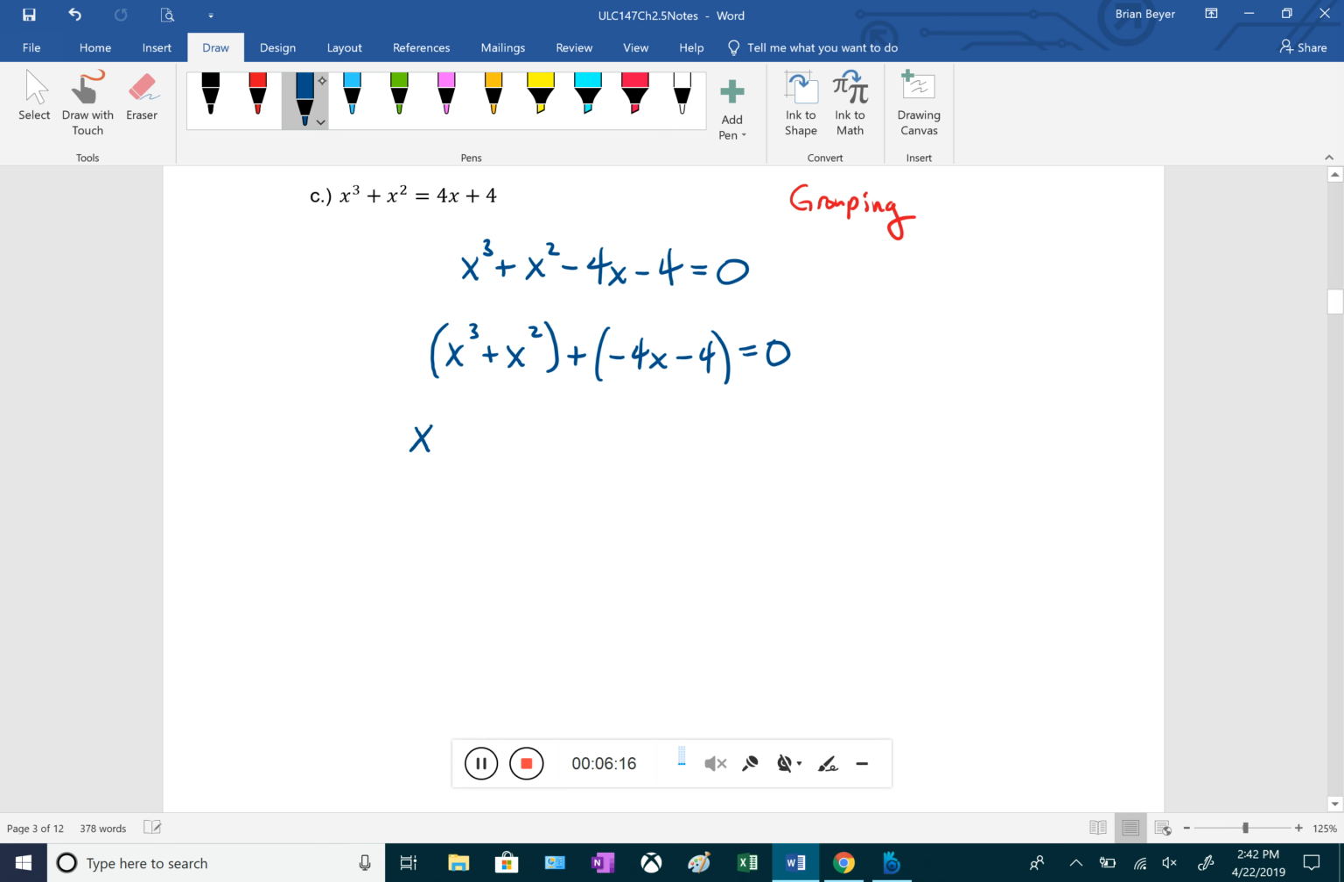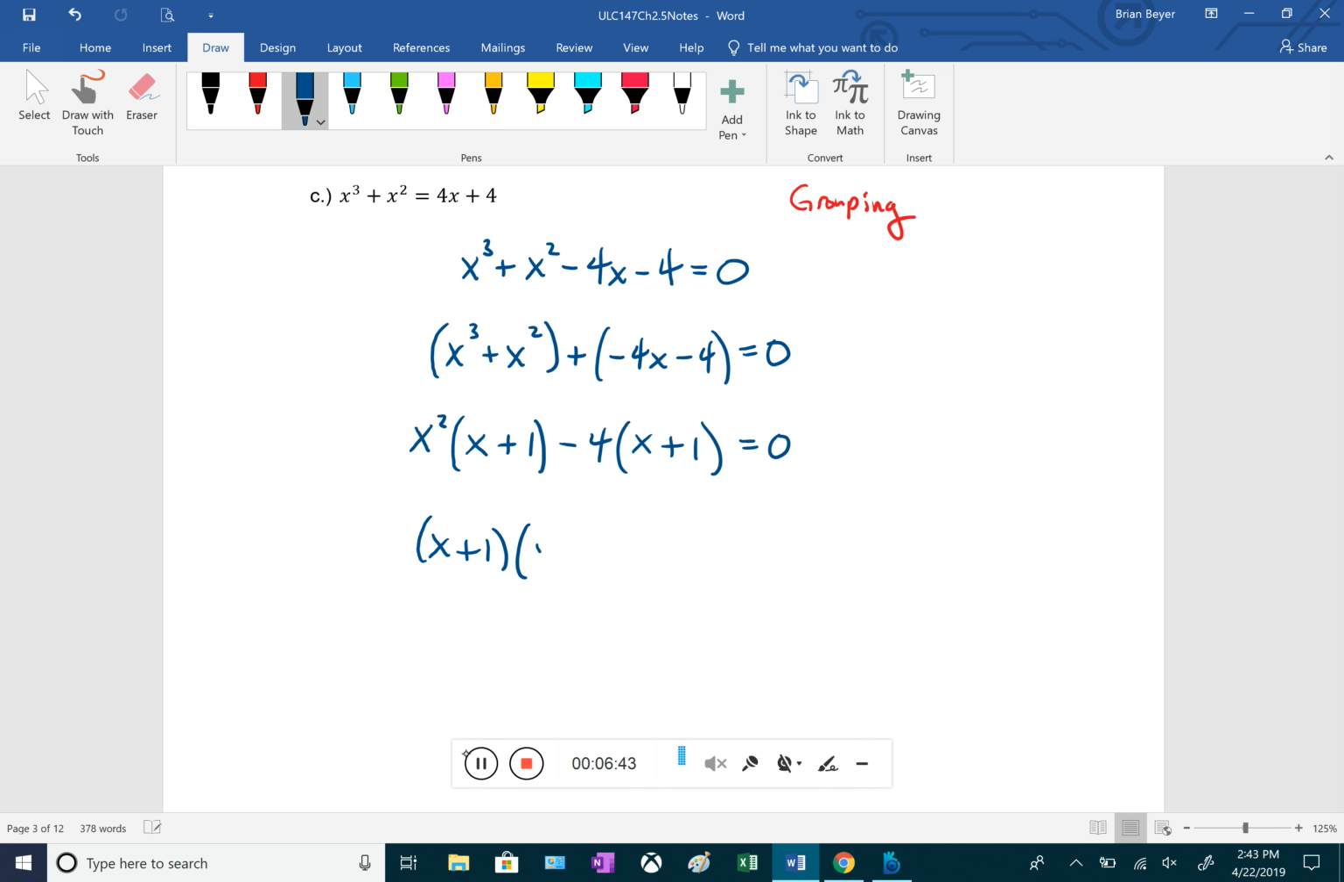Okay, so now we're going to do the GCF of both of these groups. The GCF of the first one is x squared. We're left with x plus 1. The GCF of the second one, we can factor out a negative 4, and then we'll be left with x plus 1. We factored out the negative 4 here on purpose because we wanted an x plus 1 left, so it matched that x plus 1. And now we can factor out that x plus 1.